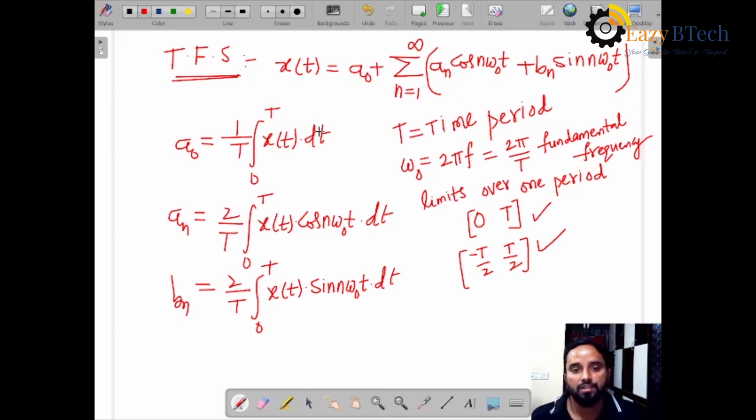Okay, so I am stopping here. In the next session, we discuss the exponential Fourier series: the coefficients, formula and derivation. After that, the relation between the trigonometric Fourier series and the exponential Fourier series.